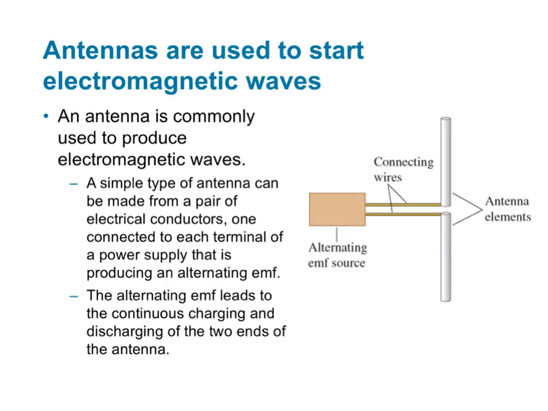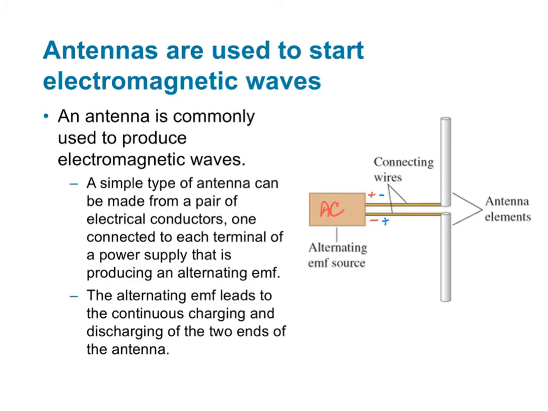Antennas can be used to start electromagnetic waves. Think about radio waves that are produced by radio antennas. This diagram shows an alternating EMF source, so that would be like AC current. The EMF, the potential, changes from positive to negative. Let's say this side is positive and this side is negative at one instant in time, then a second later this could be positive and this could be negative. So it's changing the direction of the potential difference, which changes the direction of the current in the wires.